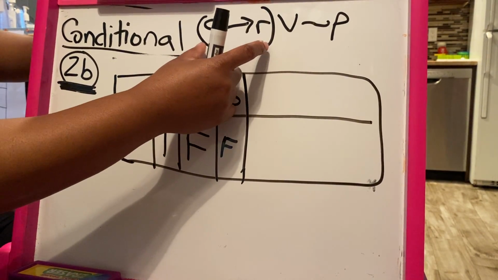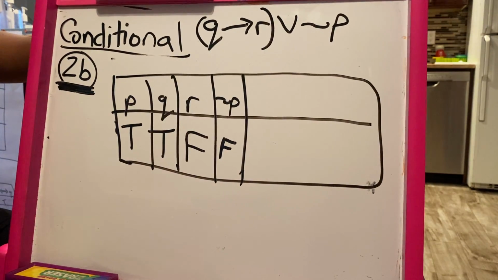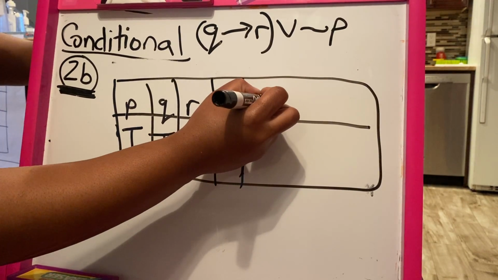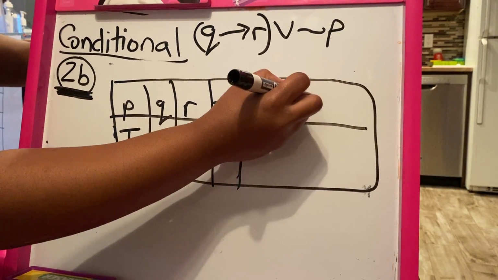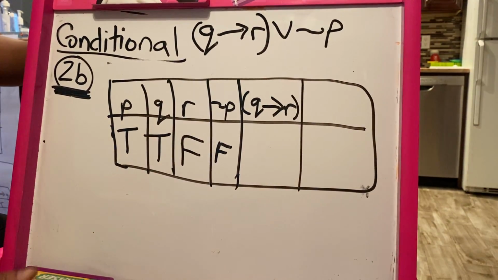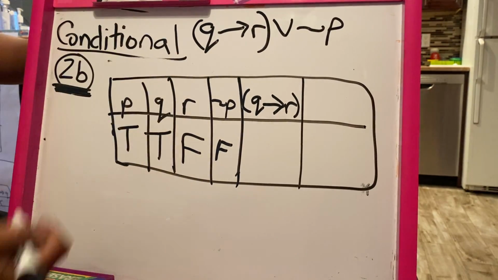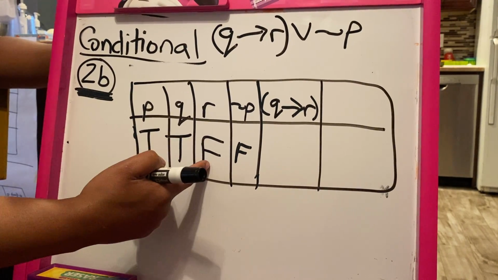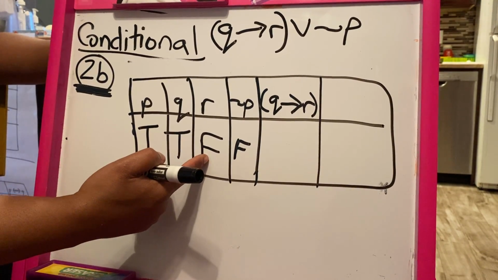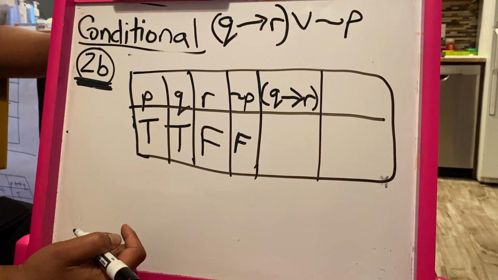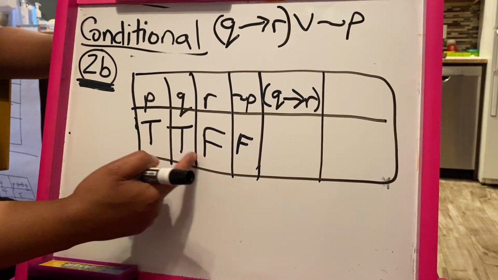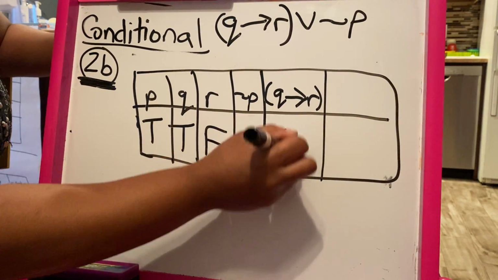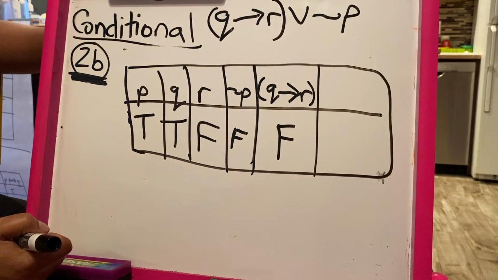Then I'm going to do the conditional statement inside the parentheses. This is saying if Q happens, then R should happen. Remember, Q says that parallel lines do not intersect, which is true. And then we know that R is a false statement. In order for a conditional to be true, both have to be true or R has to be true. But since R is false, this whole conditional statement is false.